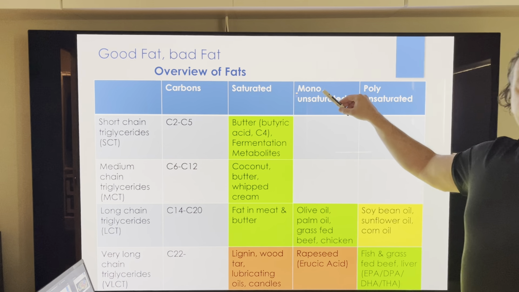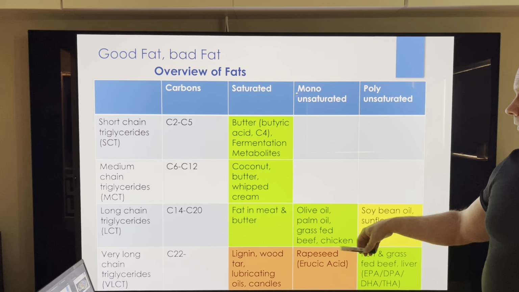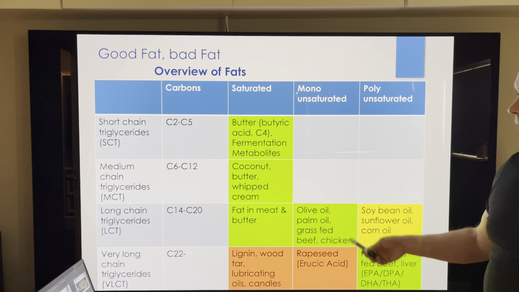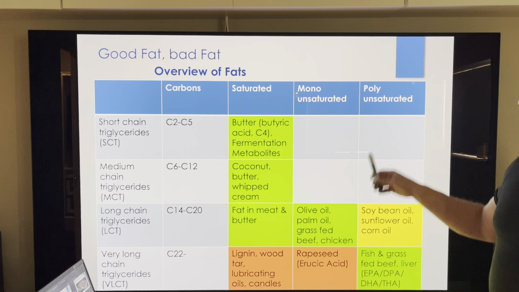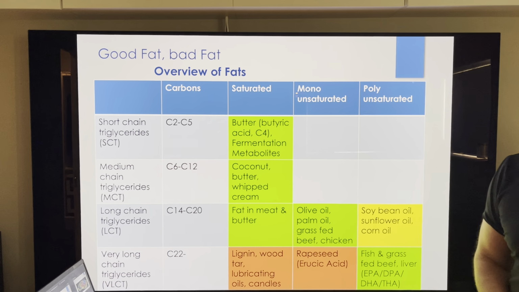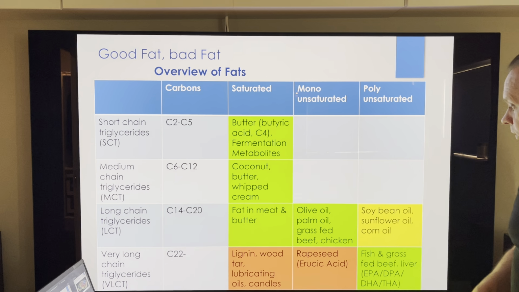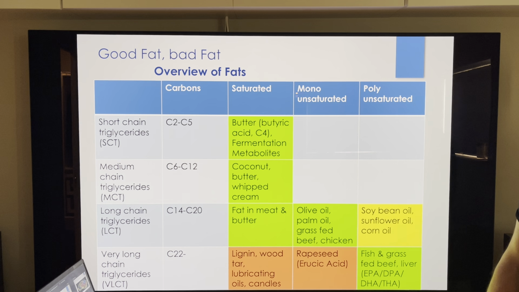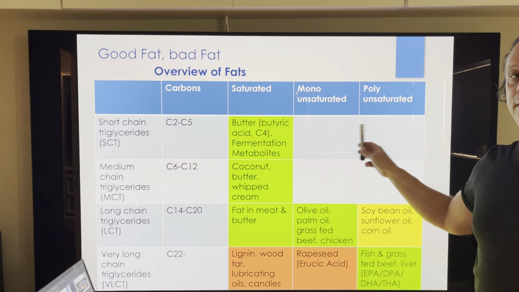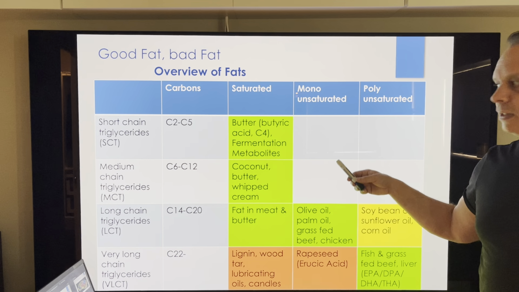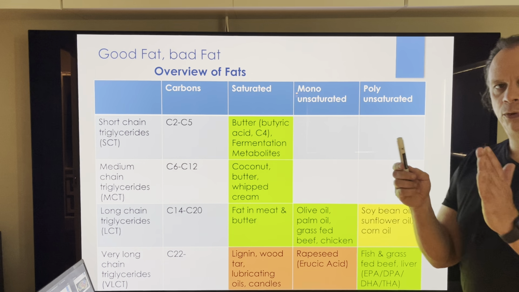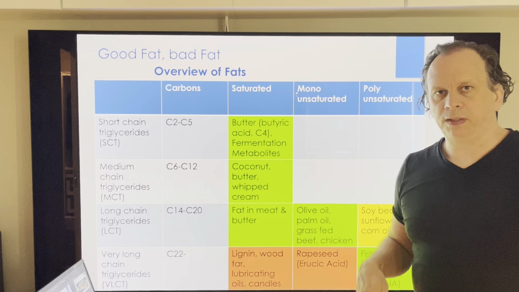Then if you look at the monounsaturated long chain, you have olive oil, palm oil, beef, particularly if it's grass-fed beef, you have some in chicken. And then if you go to polyunsaturated, you have all these plant-based oils, soybean, sunflower, cotton seeds, and so on and so forth. As you can see, there aren't really any monounsaturated or polyunsaturated on the short ones here. There might be some very, very odd one in the medium chain, but simply because when they're so short, there's no room to put the double bonds anywhere.